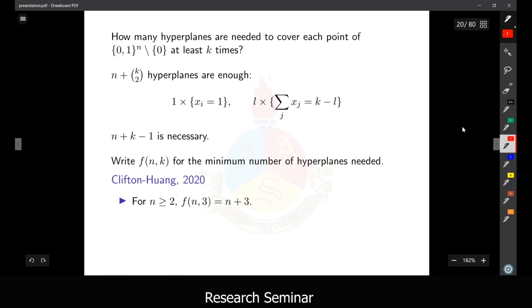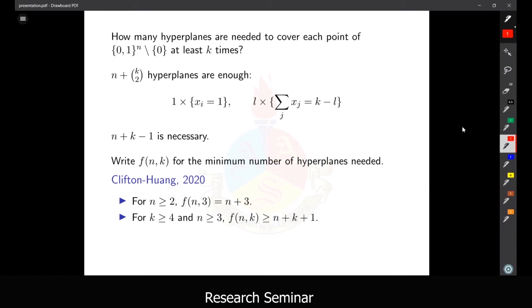And we will use it to state the result of Clifton and Huang from 2020, who proved that for every n at least 2, if we want to cover each point which is not the origin at least thrice, then we need to use n plus 3 hyperplanes. And this is the exact number.